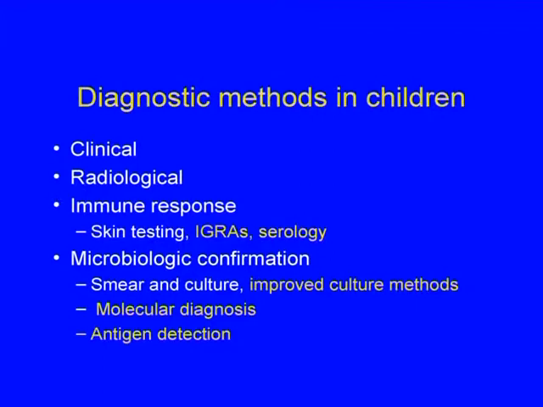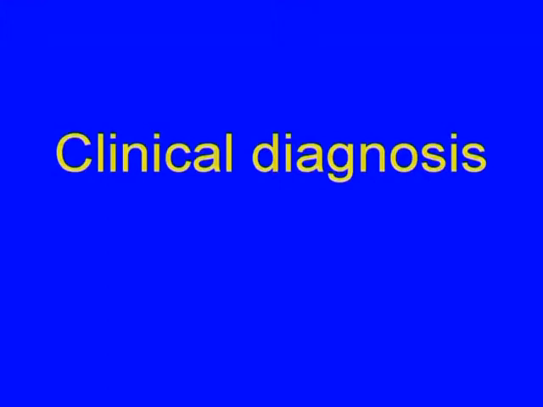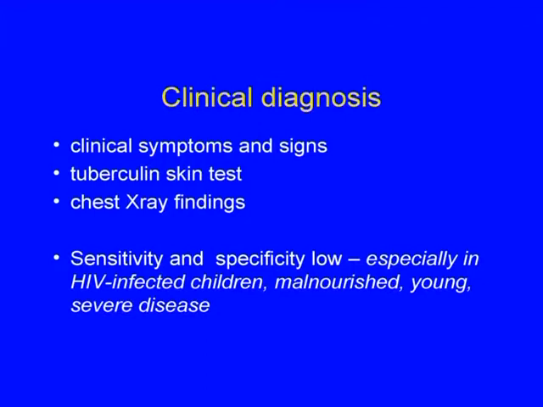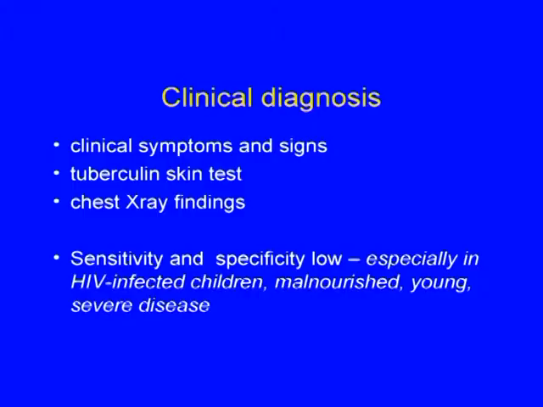So let's ask a question to start off with. How good is clinical diagnosis in children? And you're all familiar with clinical diagnosis, which is basically signs and symptoms, with a tuberculin skin test and with a chest X-ray. And those of you who work in the field, I'm sure, will agree with me that these perform particularly poorly, especially in HIV-infected children, malnourished children, young children, or children with very severe disease. These represent the major children who are at risk for severe disease, because the signs and symptoms and radiology are non-specific. So the same signs and symptoms from TB you can get from other causes of pneumonia, other causes of HIV-associated respiratory disease.